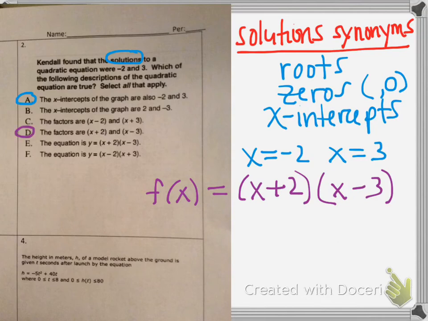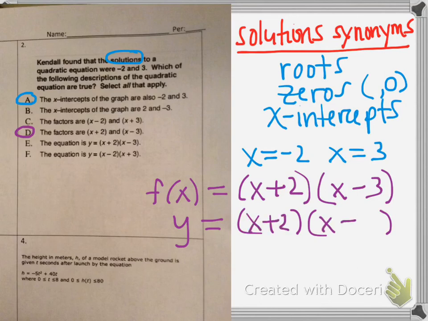And then finally, part E and F says the equation. Well, f of x is the same thing as y, so essentially you're really saying your factors is the same as the actual equation, just written in intercept form. So that would match answer choice E. And that's it.